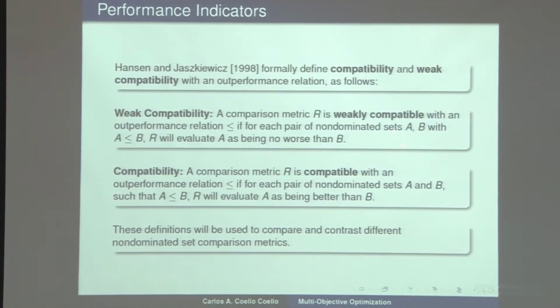Hansen also defined compatibility and weak compatibility. Weak compatibility says a comparison metric is weakly compatible with an outperformance relation if for each pair of non-dominated sets A and B, R will evaluate A as being no worse than B. And compatibility: a comparison metric R is compatible with an outperformance relation if for each pair of non-dominated sets A and B such that A is less equal than B, R will evaluate A as being better than B. So these are, I think, more obvious to understand.